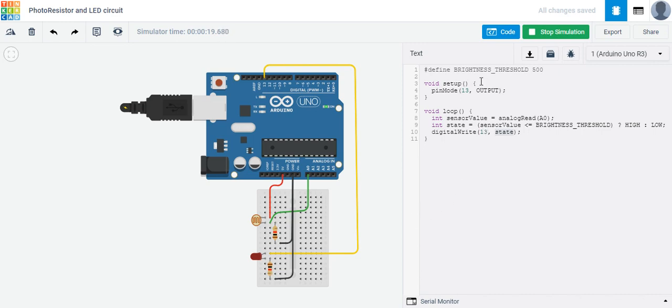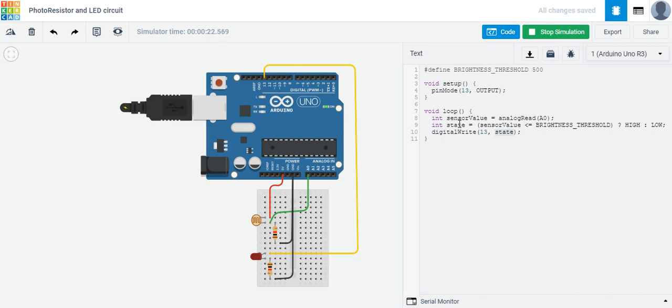Coming to the code part, I have defined a variable called brightness threshold and set it to a value of 500. In the setup, I am defining pin 13 as an output pin. In the main loop, I am reading the sensor value and keeping it inside the variable called sensorValue.